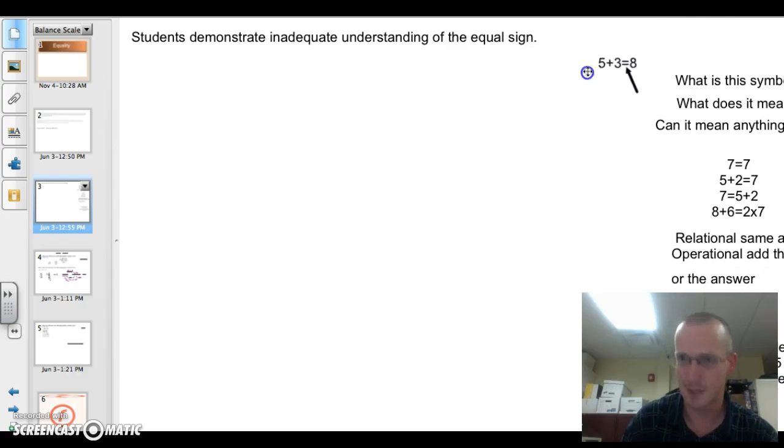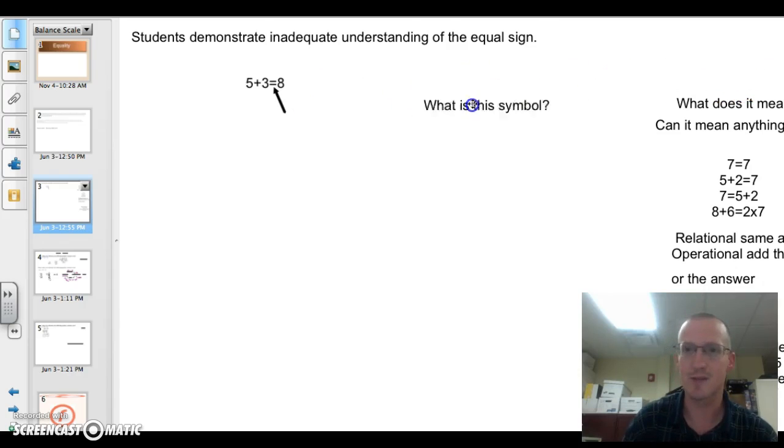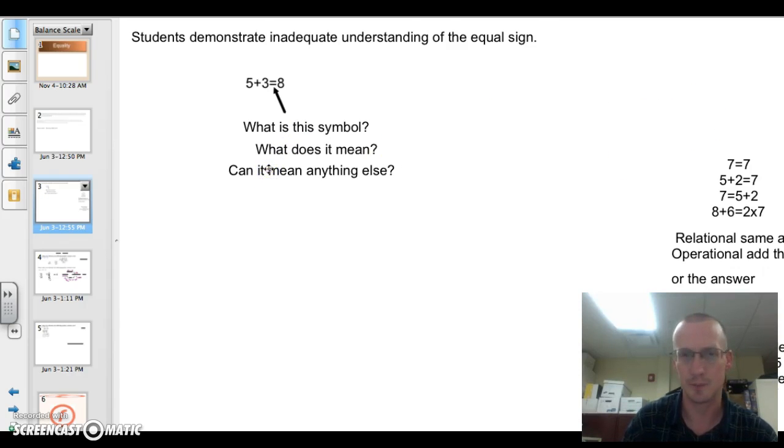So the first question I always like to ask kids: students demonstrate inadequate understanding of the equal sign, and this is what we're going to go over with all the questions here. So what is that symbol? 5 plus 3 equals 8. A lot of kids will say it's an answer. What we're going for is that it's a balance: if you do something to one side, you do it to the other. We really want kids thinking, yes, it is an answer, but it's a balance on both sides. So what is the symbol? What does it mean? And can it mean anything else? Those are the typical questions you want to ask kids as we're going through.